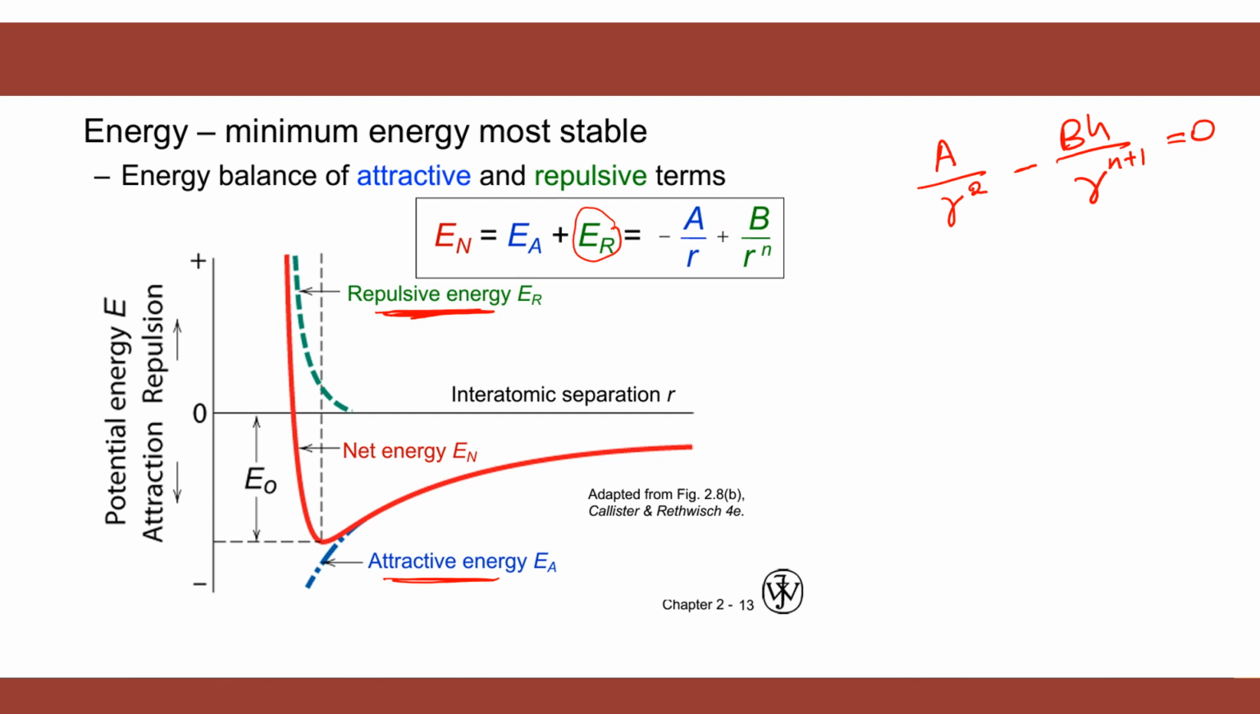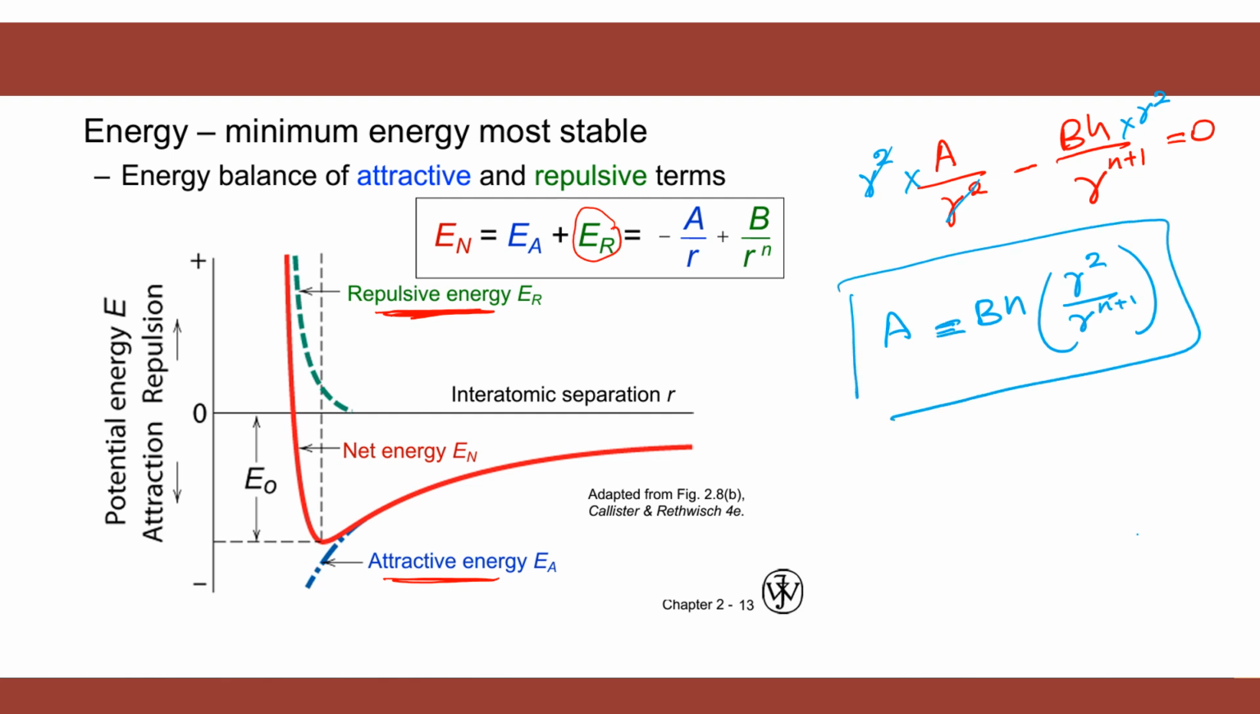Now when you make this 0, you can multiply by r. I'm going to multiply both these terms by r squared because I want to get rid of r in one term. So I have A is equal to Bn times r to the power 2 divided by r^(n+1). So this is what I have. Is this right?